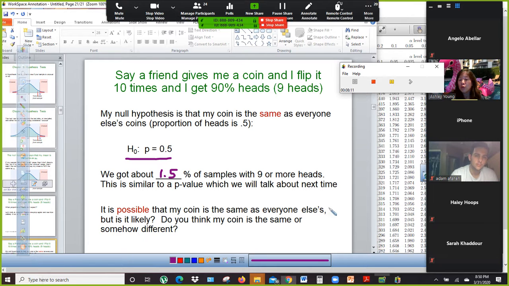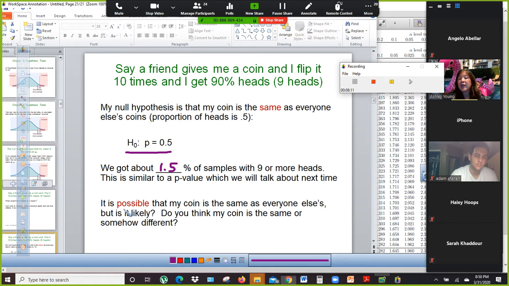So, what do you guys think? First of all, is it possible that my coin is the same as everybody else's? Yes, I could get 9 heads. That could happen. But is it very likely? No, it's not likely at all. There's only a 1.5% chance that I'm going to get 9 out of 10 heads.